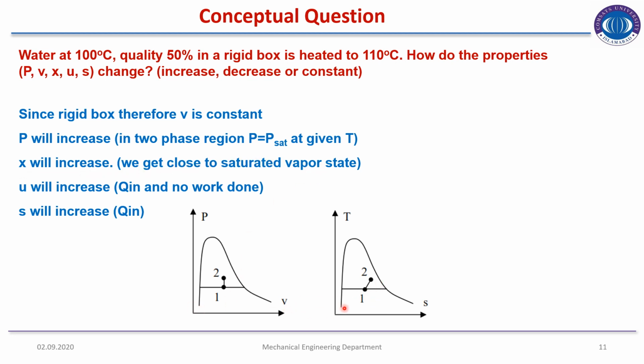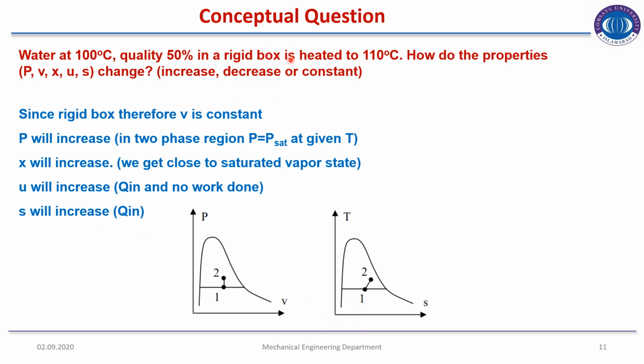In the TS diagram, you are seeing the diagonal line from 1 to 2. As the temperature increases, we get closer to the saturated vapor line. In the PV diagram, it is a vertical line because the volume remains constant. But on the TS diagram, as the temperature changes, the value of entropy also changes. As the box is heated, energy will enter the system and it will increase the entropy as well.